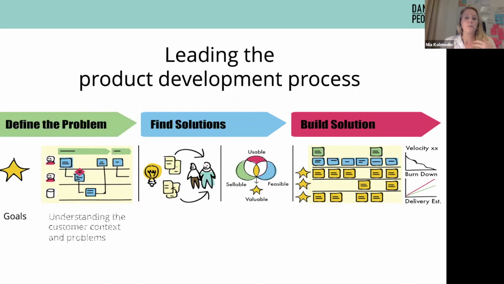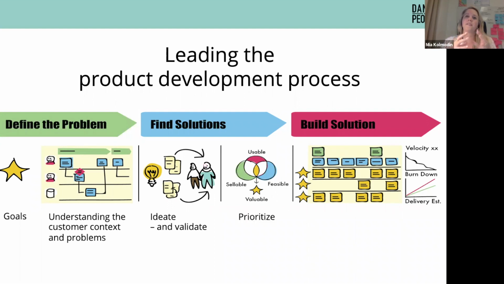So setting the goals, understanding the customer and the context and problems, of course, and prioritizing which problems to work on first to solve, and maybe what you consider to be a successful solution. How do we help the customer or solve the problem and understand that this is actually working? And then finding solutions, ideating, validating together with the team, and testing with real customers, and prioritizing.